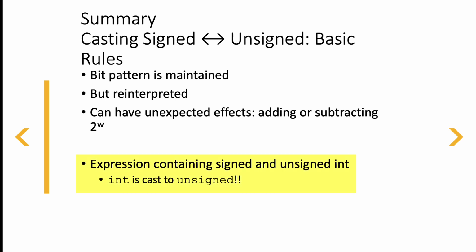And the big one to keep in mind, because this leads to so much confusion: in expressions containing signed and unsigned integers, the signed integer is always going to be implicitly cast to unsigned. So keep that firmly in mind and look out for that. That's something that causes a lot of very strange looking behavior in programs until you get used to thinking in those terms.